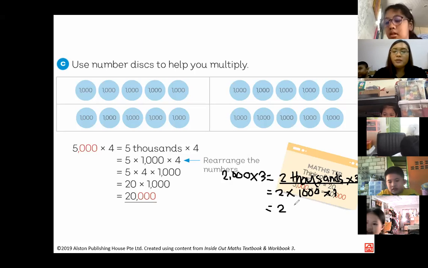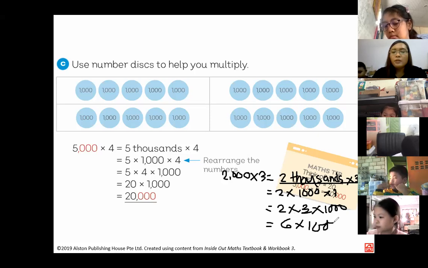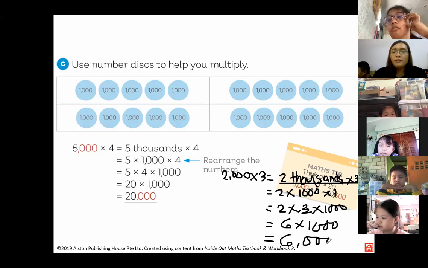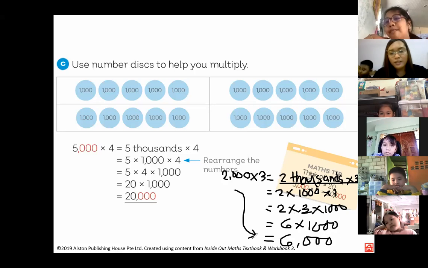So that's 2. Just change the 3 and 1000. So 3 will come first and then 1000. All right. And then 2,000 times 3, that's 6. And then times 1000. What's the answer? 6,000. So 2,000 times 3, that's 6,000.